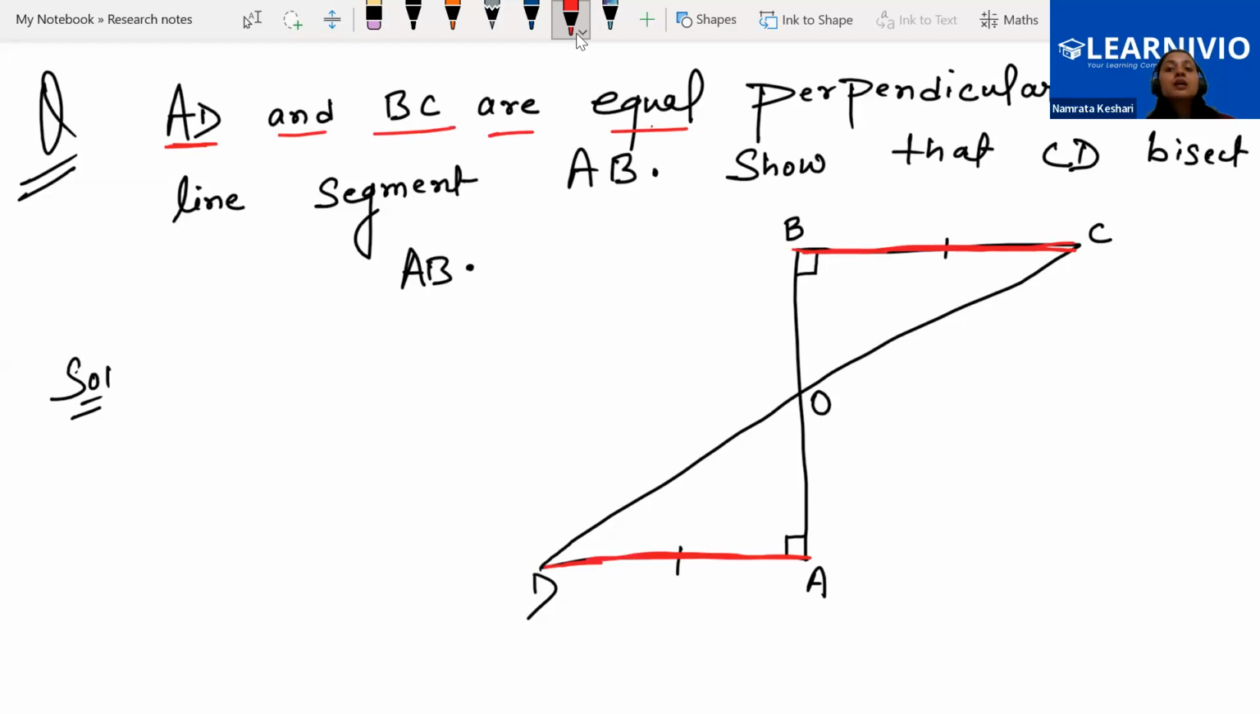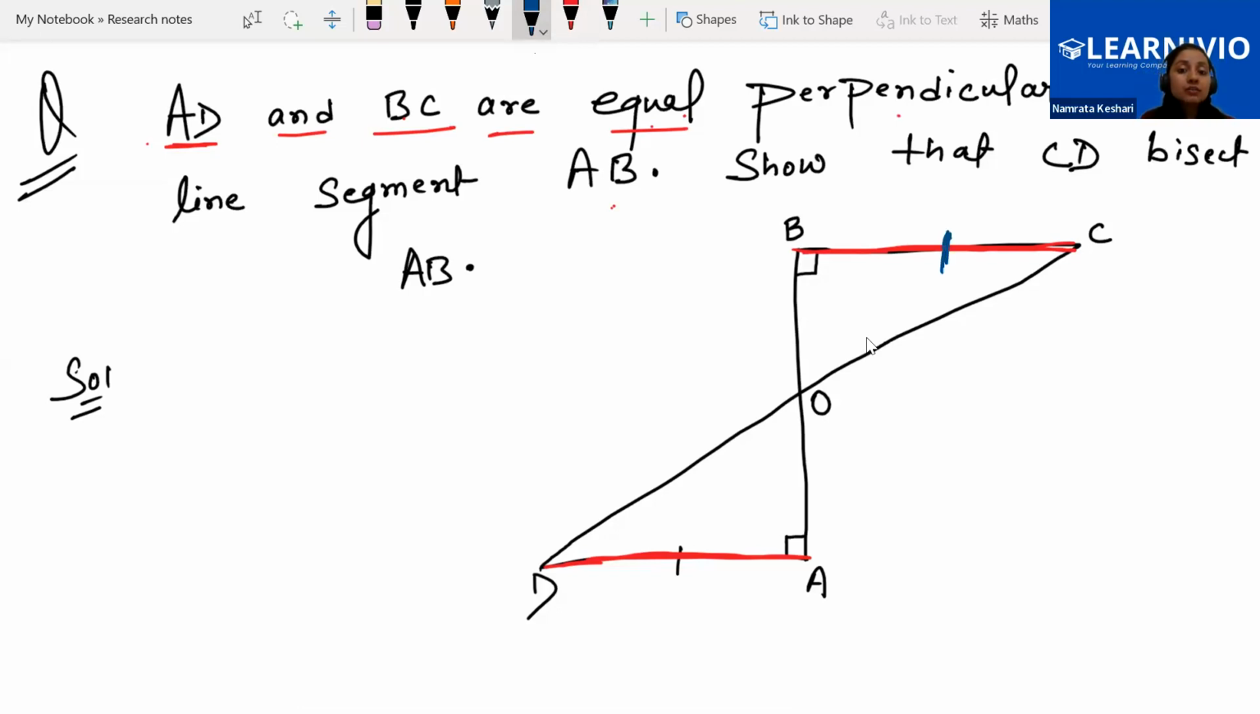AD and BC are equal, and perpendicular to a line segment AB. Both are equal and also perpendicular to line segment AB. This is how every time you have to solve a word problem in mathematics. Each and every sentence you have to decode, and then only you will think about solving it. So AD and BC both are equal with each other, and it is represented in the question itself.